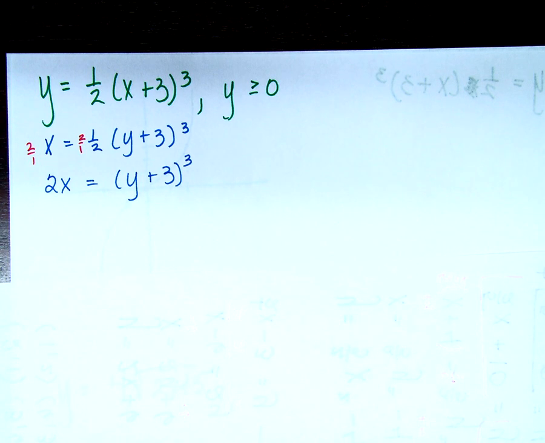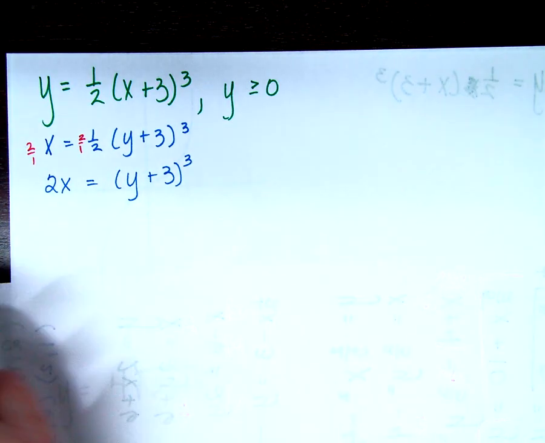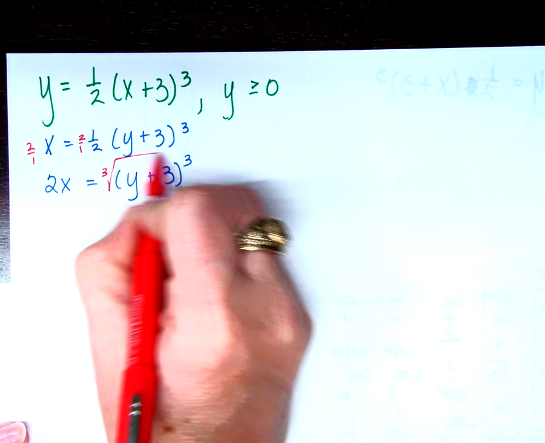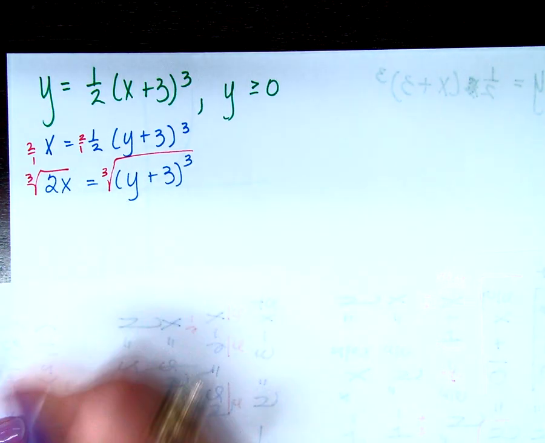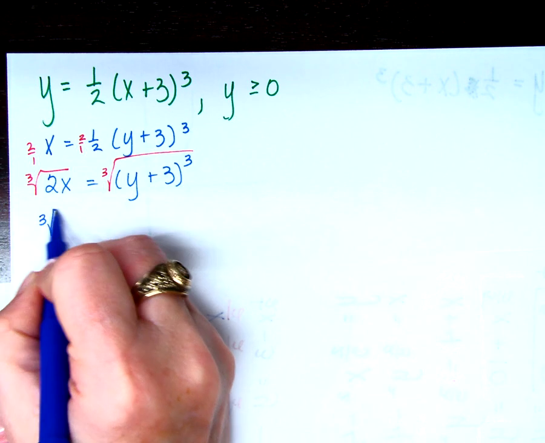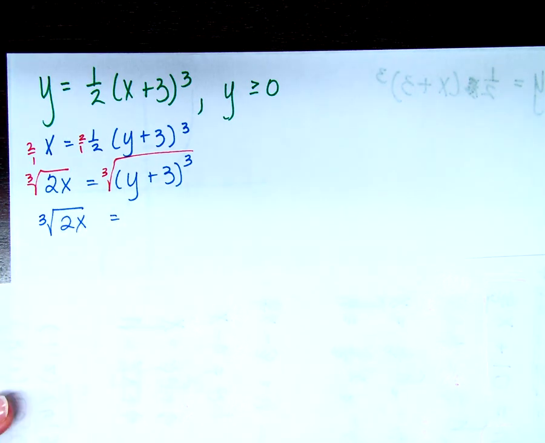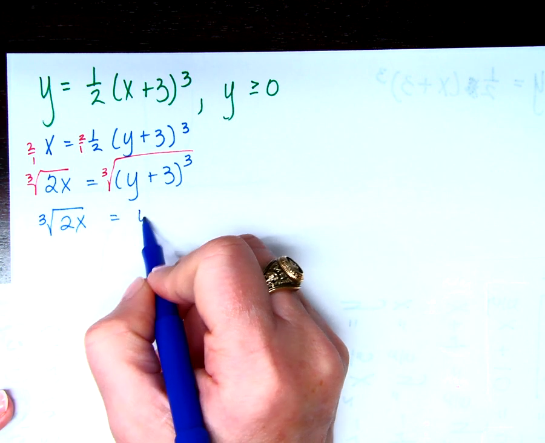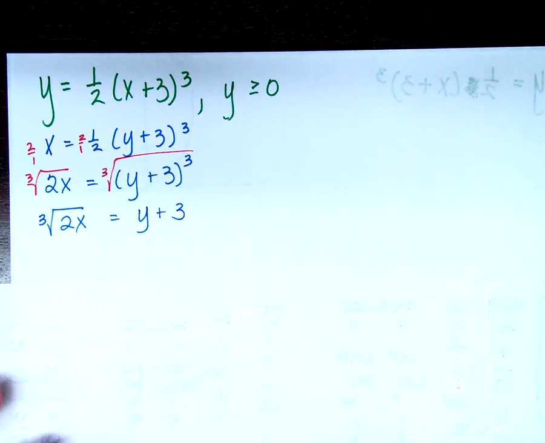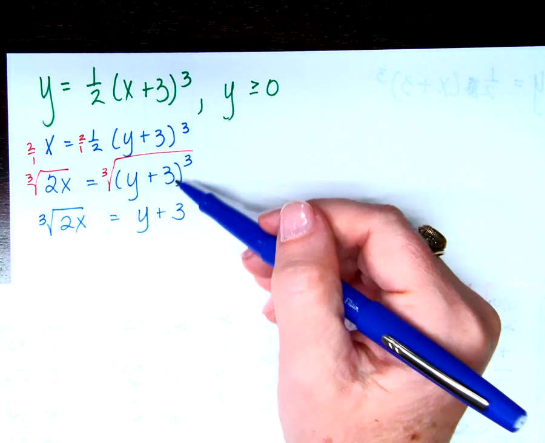How do you undo a cubed? Cube root, right? How do we undo a square? Square root. So how would we undo a cube? Cube root. So I cube root, like that, okay? So on the left-hand side, I get my cube root of 2x. And what happens on my right-hand side? What do I get? Y plus 3. When I cube root something being cubed, I just get that thing, right?